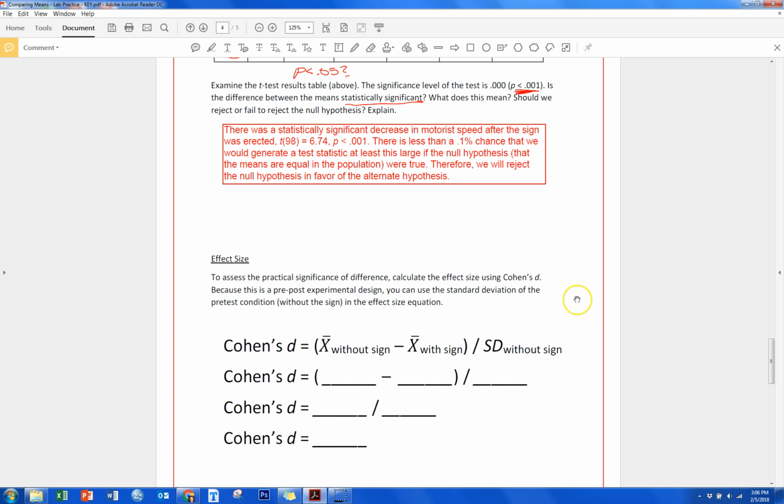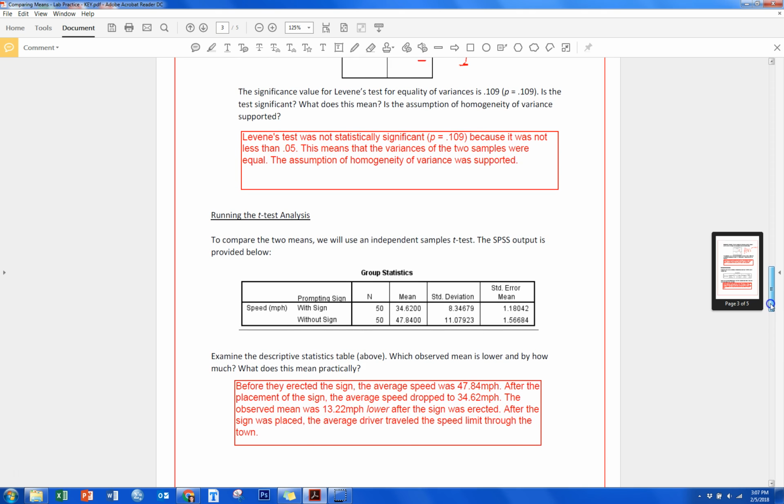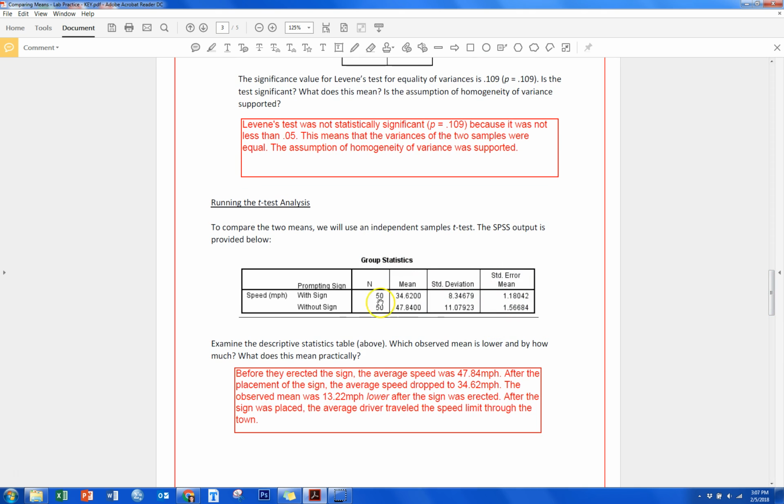Now, if the standard deviation is the same, then you know exactly what to use. In some situations, you might use the pooled standard deviation, where you kind of average them together. But in this particular situation, a pre-post experimental design, we use the standard deviation of the pre-test condition. So we go back to our descriptive statistics. The pre is the without, which is 11. Okay, so we're going to use this standard deviation when we are calculating the effect size, because reducing the standard deviation is actually part of the effect.